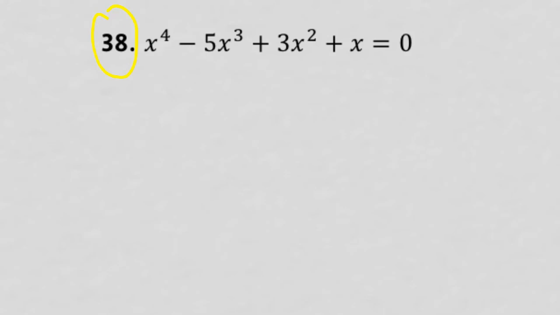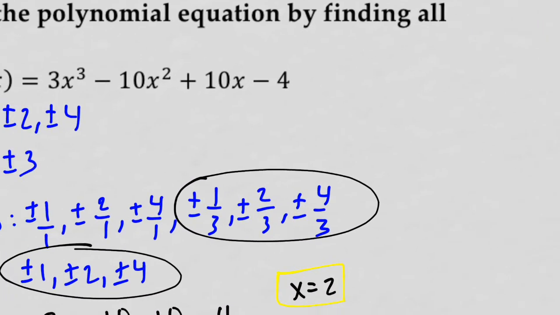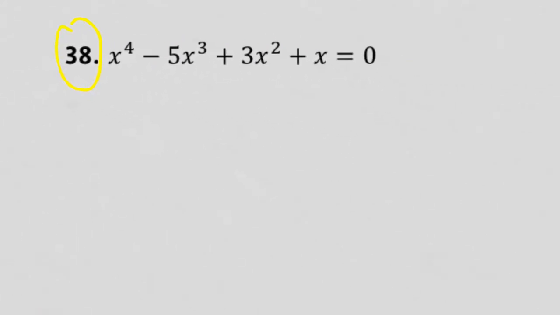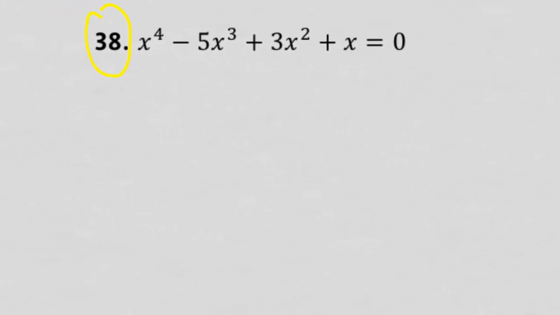Let's continue with 38. X to the 4th minus 5x cubed plus 3x squared plus x equals 0. Before you go and make a mistake here, notice that they all have x. So factor it out. That is a GCF. They have a GCF. That's different from the one we just did. Look at that one. That one doesn't have an x, so we didn't have a GCF to factor out. Not all of them have something in common. And this one they do. All of them have x, so factor it out.